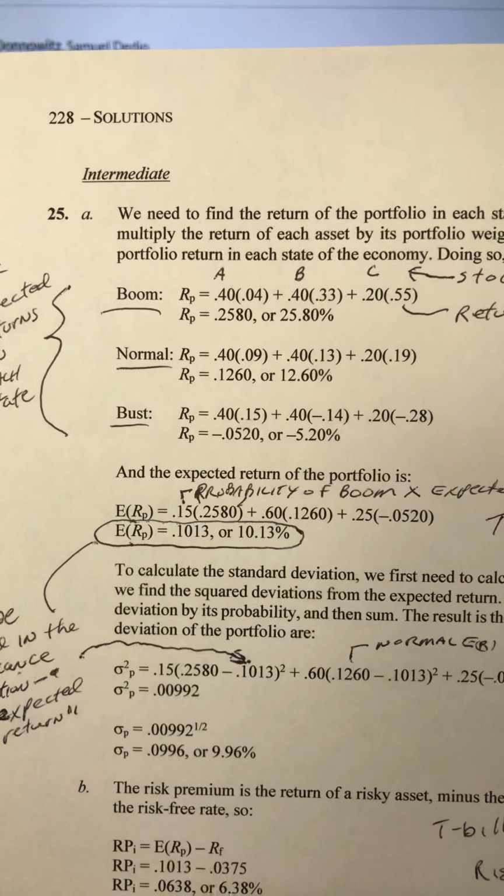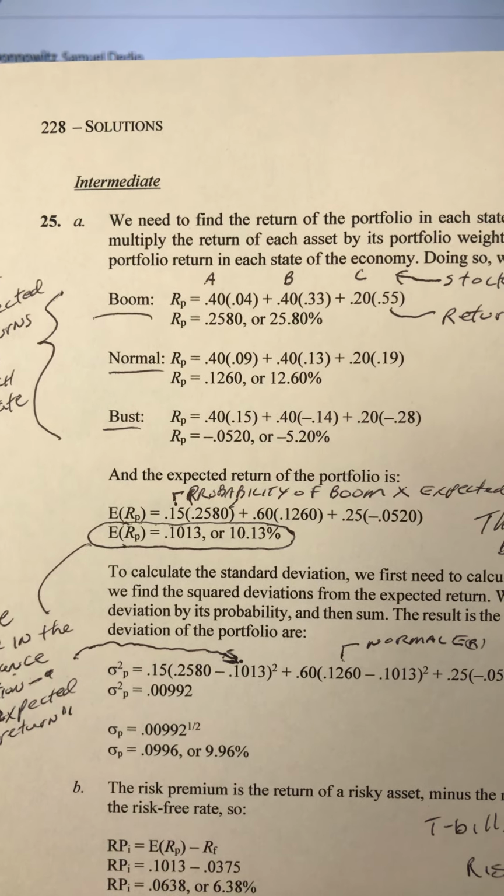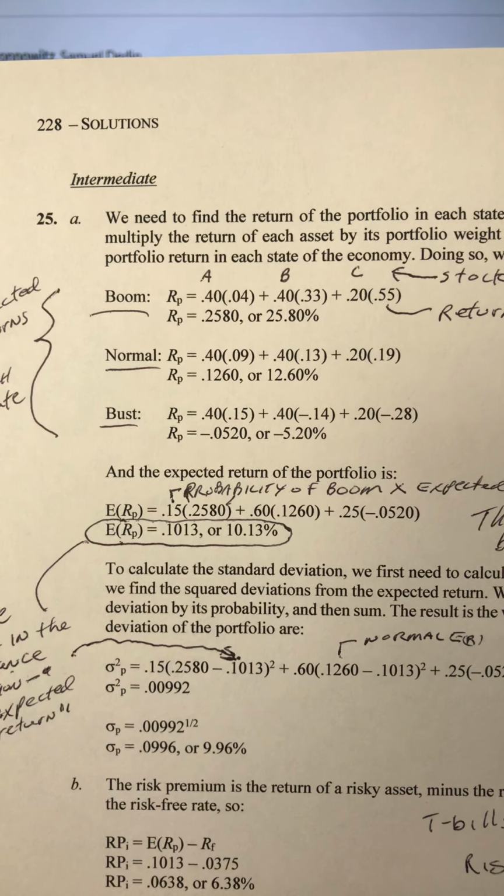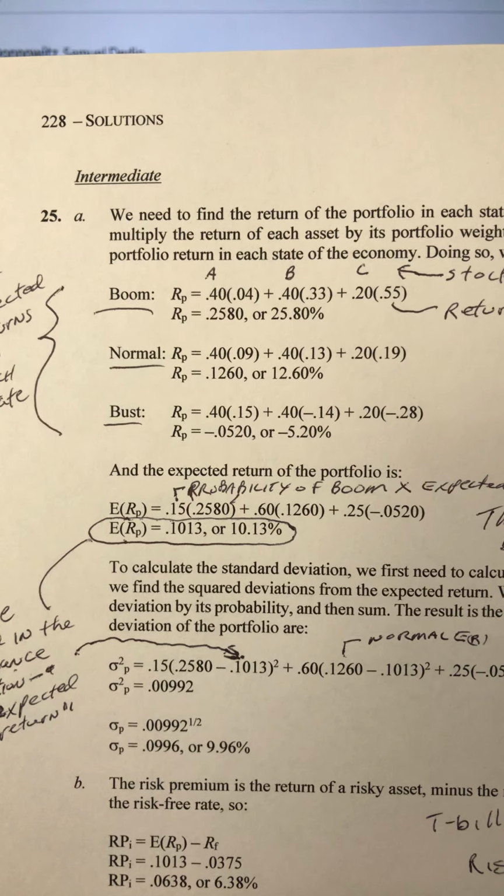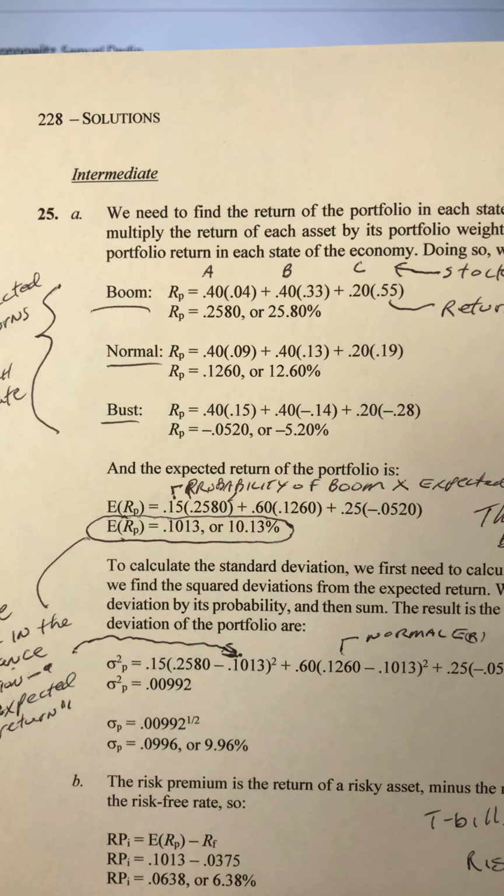Okay, so you're given three states in the economy and returns for stock A, B, and C. They want to know what the portfolio's expected return is. So the first thing you have to do is get the expected returns in each state of the economy.